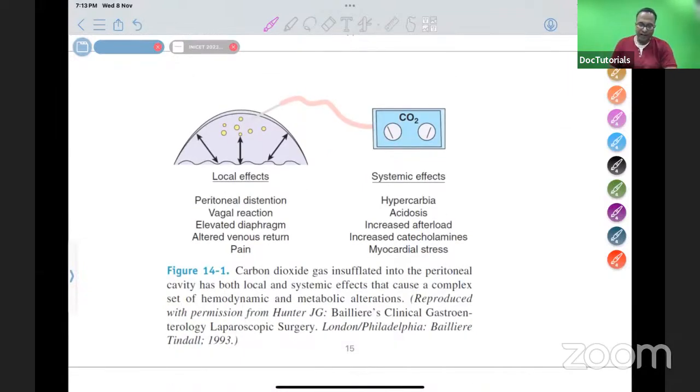Carbon dioxide, when inflated, causes peritoneal distension, which results in a vagal reaction. Because of the vagal reaction, there is decreased pulse rate, bradycardia. There is also altered venous return that results in decreased BP. Systemic problems include hypercarbia, acidosis, increased afterload, and increased catecholamines, which increase myocardial stress. So there are both local and systemic effects. Please don't forget, it is not air embolism. Air embolism will immediately present with hypoxia, not with bradycardia.